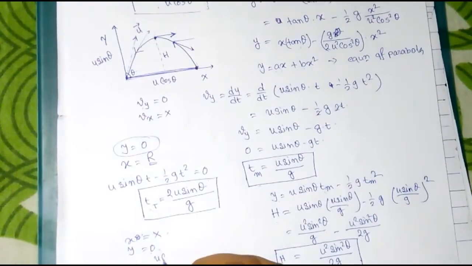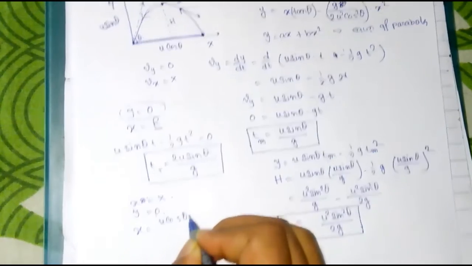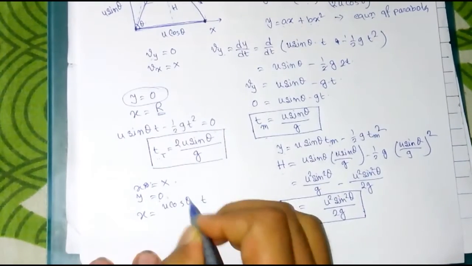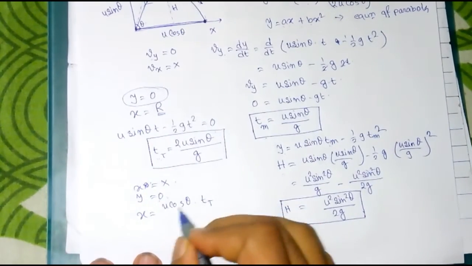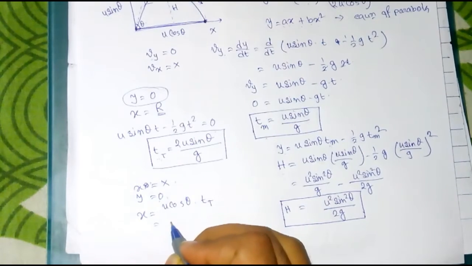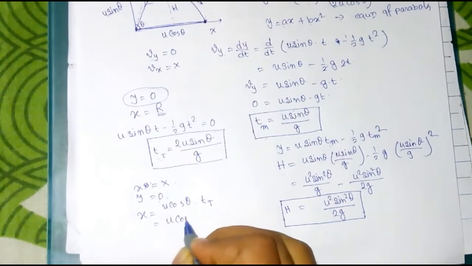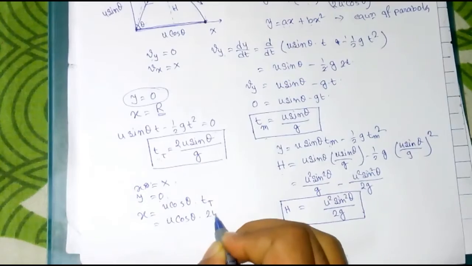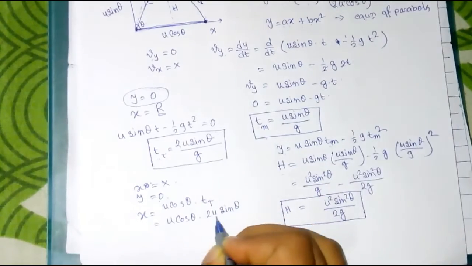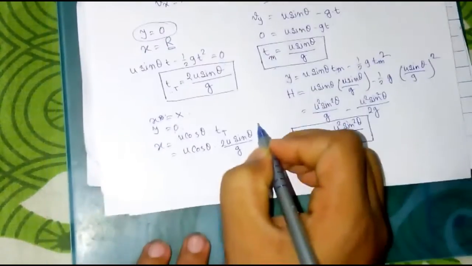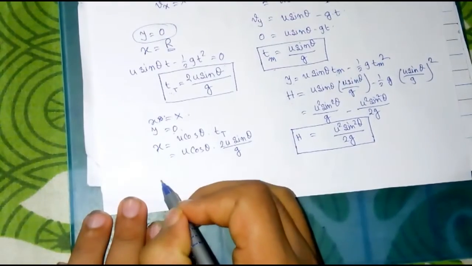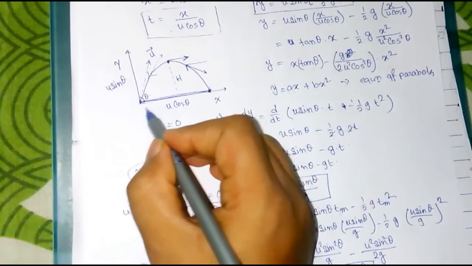x is u cos theta into t, and t is the total time. What will be the x? Let's see what will be the x. So if you put u cos theta into 2u sin theta divided by g. Okay, now x can be written as r, because the maximum range is r.